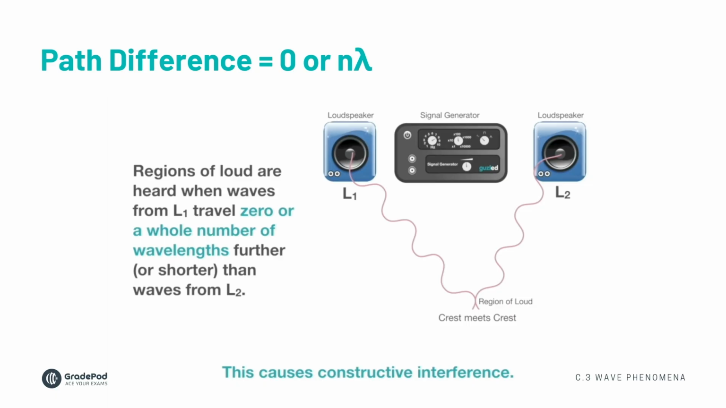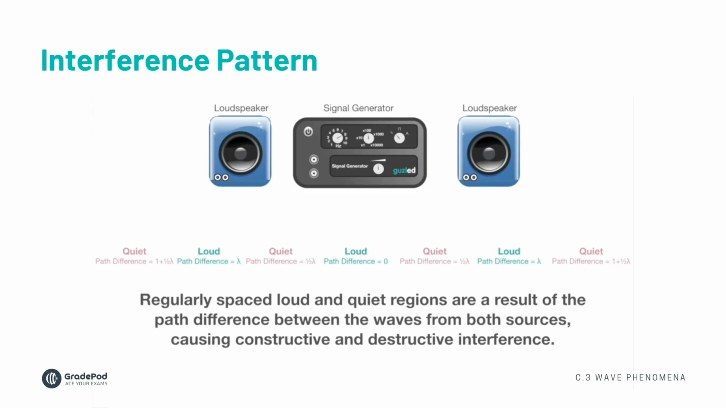So when we're looking at constructive interference with double slits, we have a path difference of 0 or a multiple of the wavelength. If we put these two together, what we find is a pattern of areas where you have constructive interference and destructive interference. Now we are looking at sound waves at this stage, so our constructive interference would be a loud sound and our destructive interference would be a quiet sound.